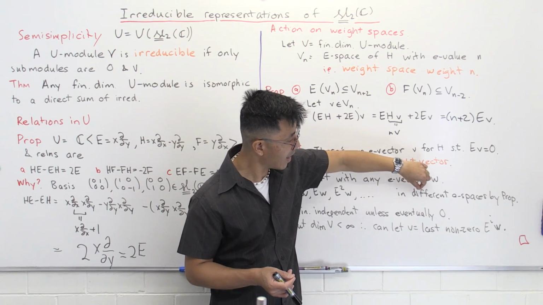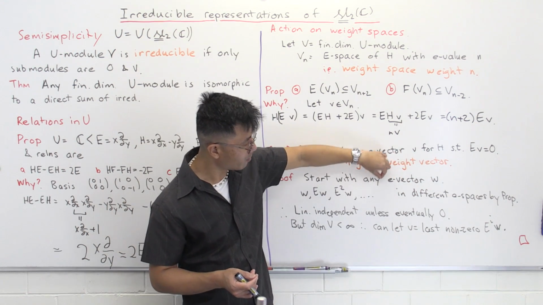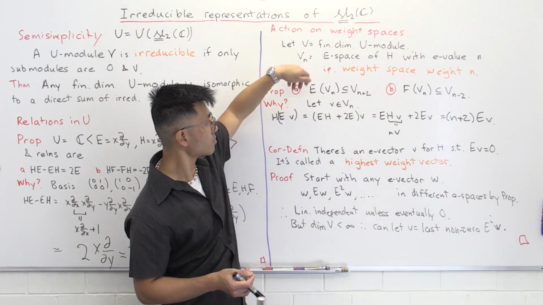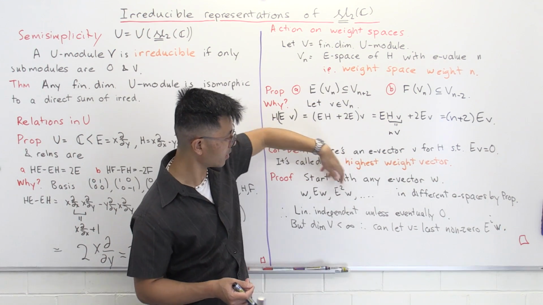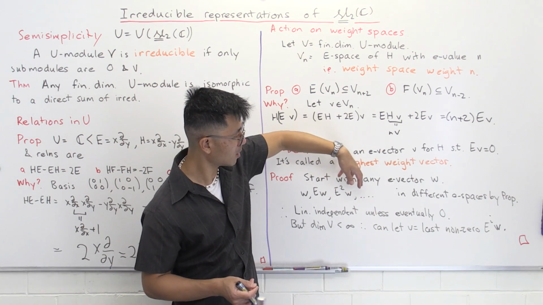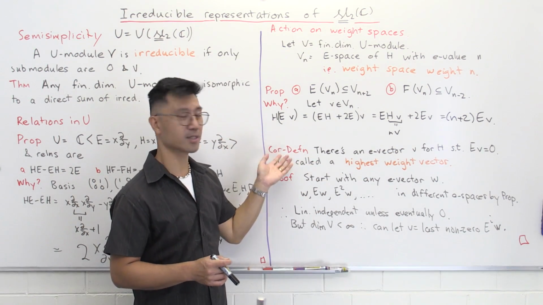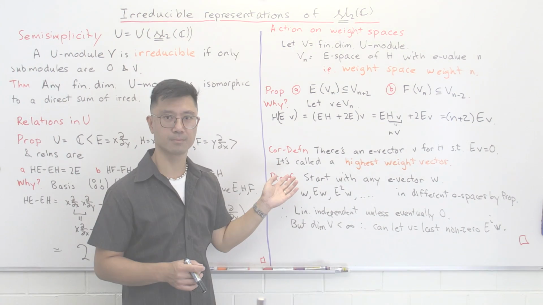So the last non-zero one is such that when you apply E to it, you'll get 0. And it is an eigenvector because of this proposition. These are all eigenvectors for H, and it is the highest weight vector. And that gives you this result here.